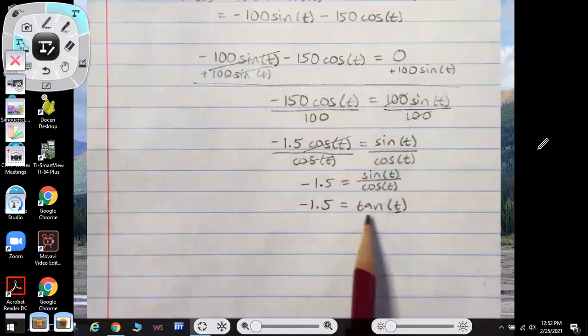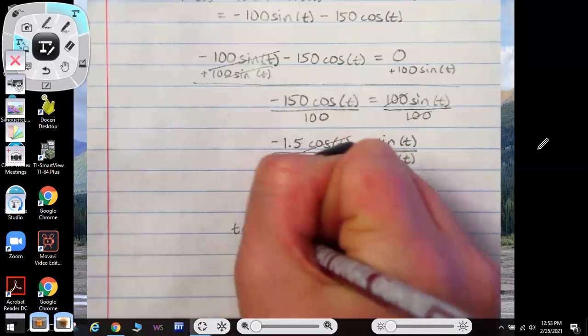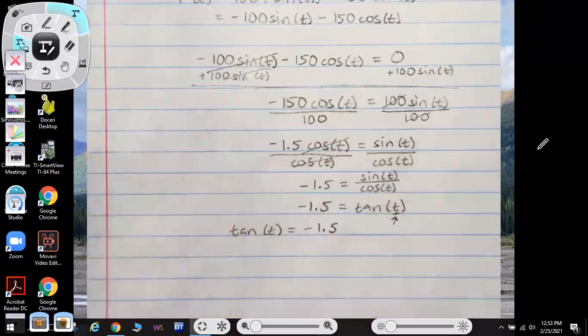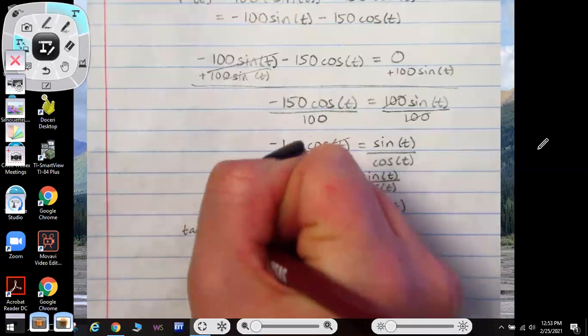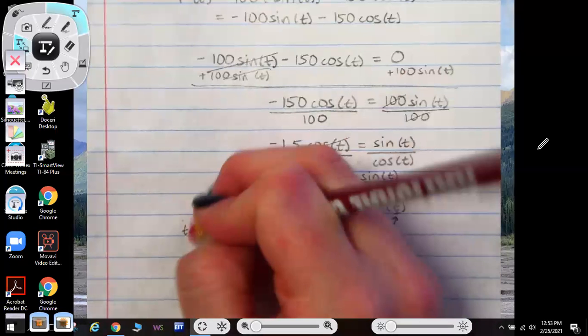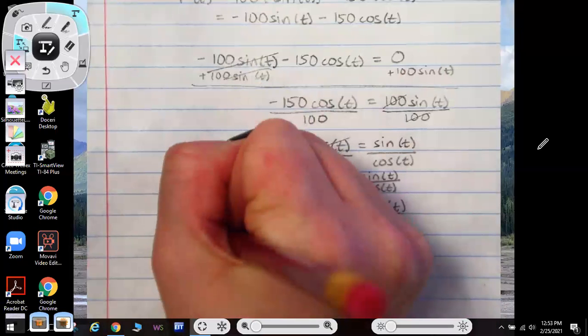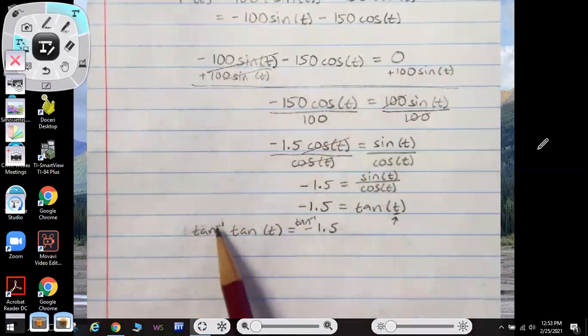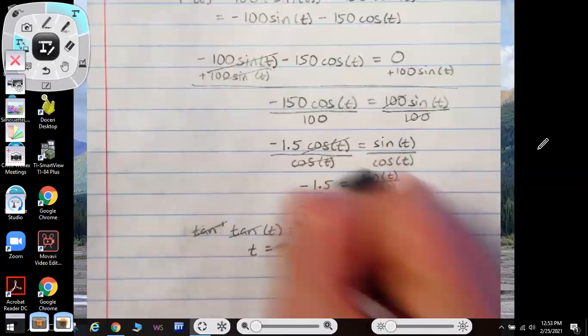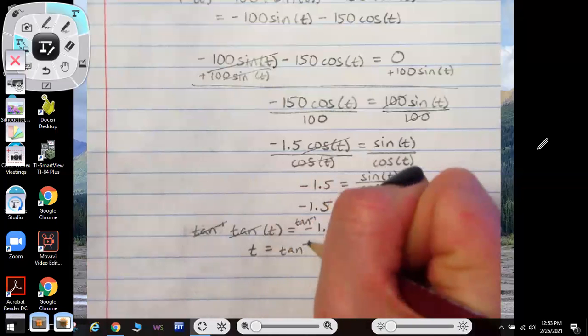The way that we can find that is we basically need to know what values of t do I plug into tangent to get negative 1.5. So where is tangent of t equal to negative 1.5? I just flipped the two sides. If we take tan inverse of both sides, the tan inverse and tangent cancel out and leave us with t. So t equals tan inverse of negative 1.5.